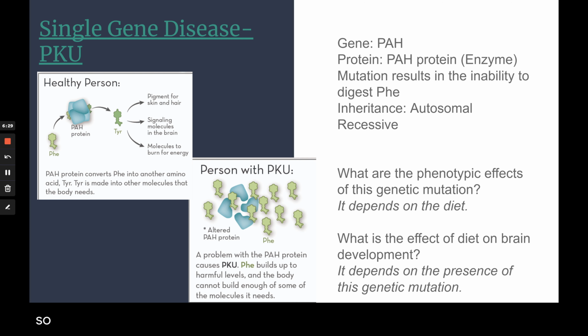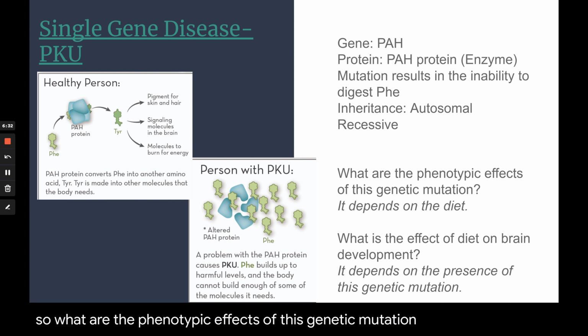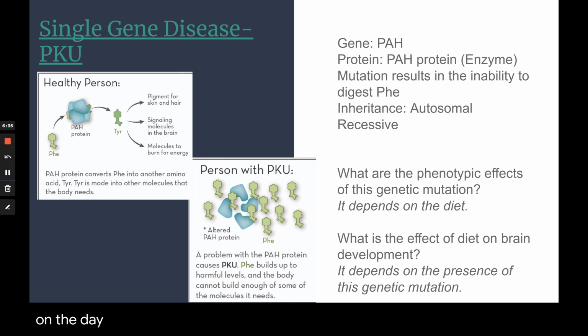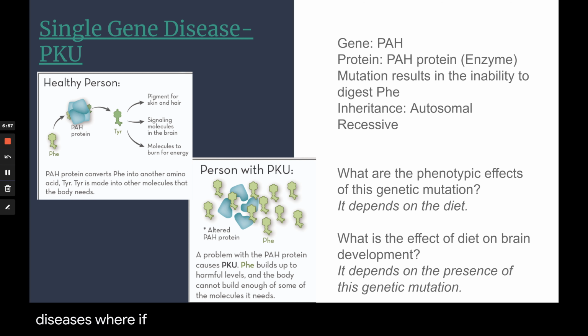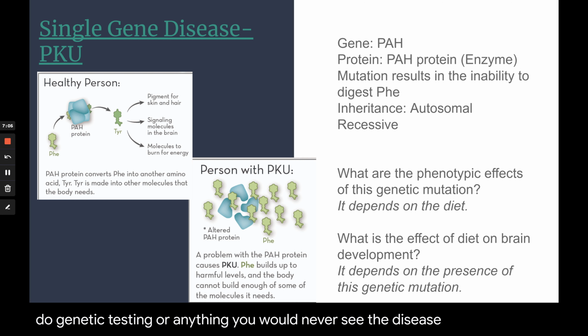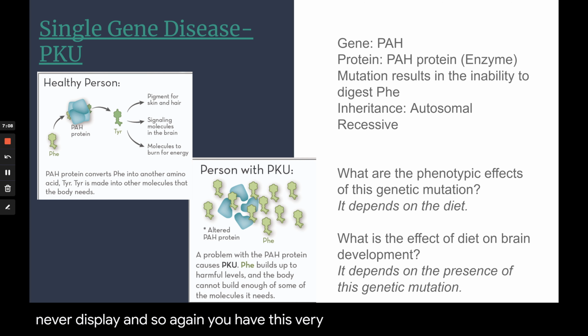So, what are the phenotypic effects of this genetic mutation? It depends. It depends on the diet. Because if they are not exposed to Phe, then they won't display the phenotype of the disease. And so what is the effect of diet on brain development? Well, it depends. It depends on if you have this mutation or not. And so this is one of the diseases where if a baby wasn't exposed to Phe and we didn't do genetic testing or anything, then you would never see the disease. It would never display. And so again, you have this very bidirectional relationship.